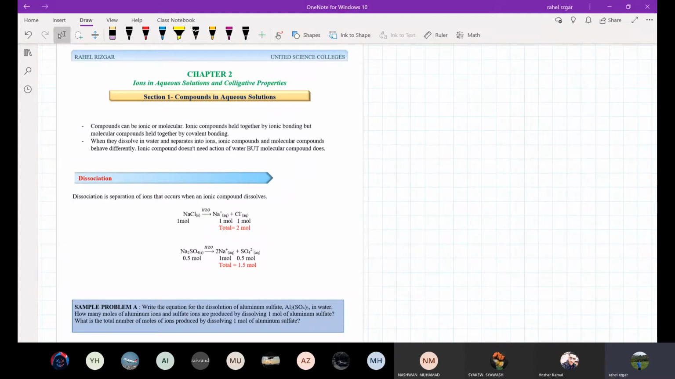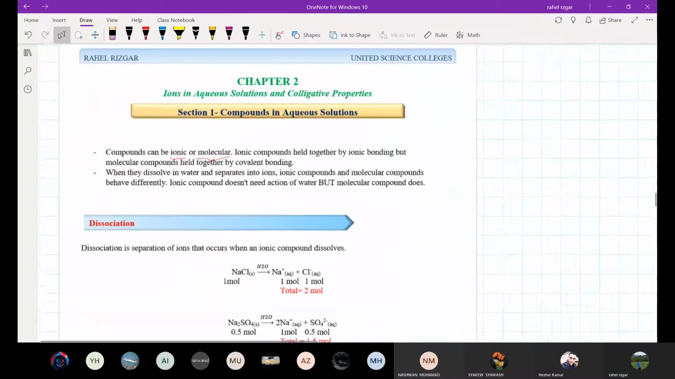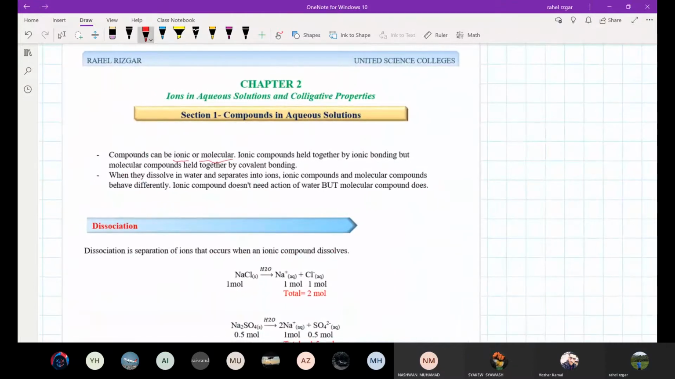Compounds can be ionic or molecular. Yes, we have studied that before. We have ionic compounds and molecular compounds, or we name them covalent compounds. Ionic compounds are held together by ionic bonds. But molecular compounds are held by covalent bonds. So covalent compounds have covalent bonds, of course.